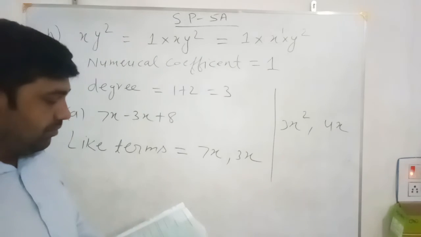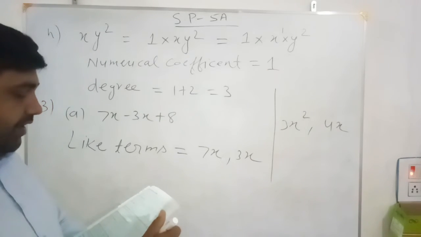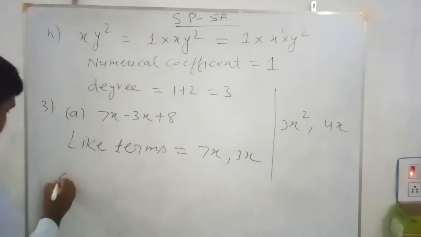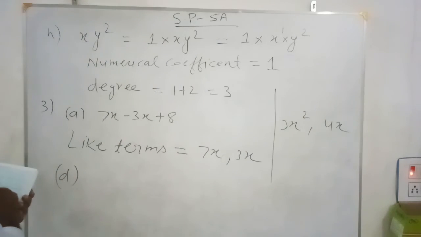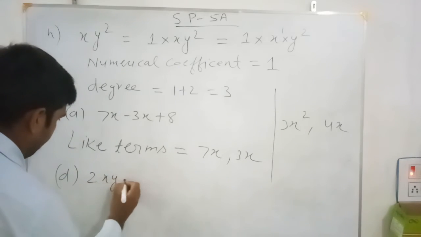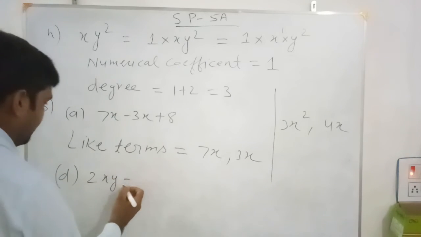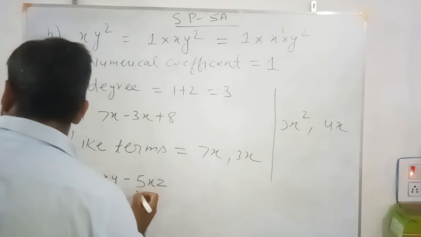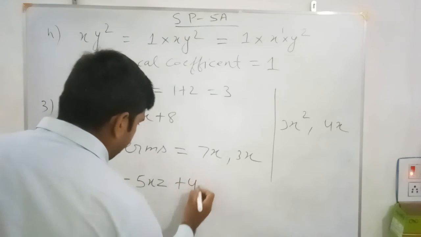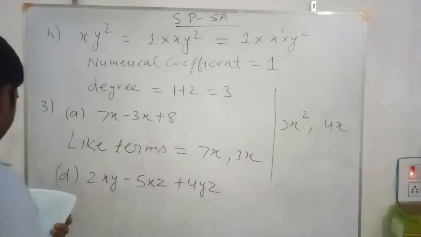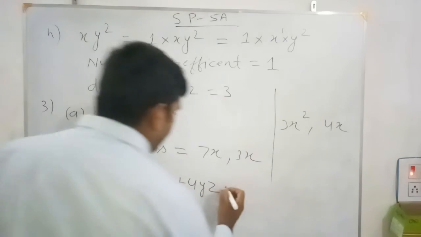Similarly, we can do question number D. What is it? 2xy minus 5xz plus 4yz minus yz.